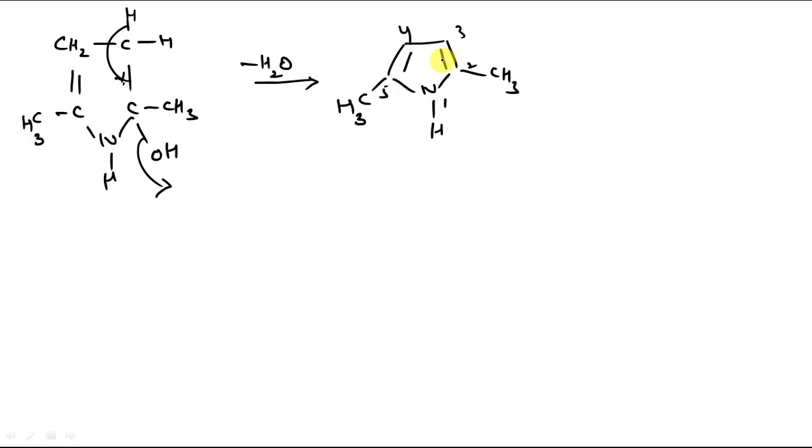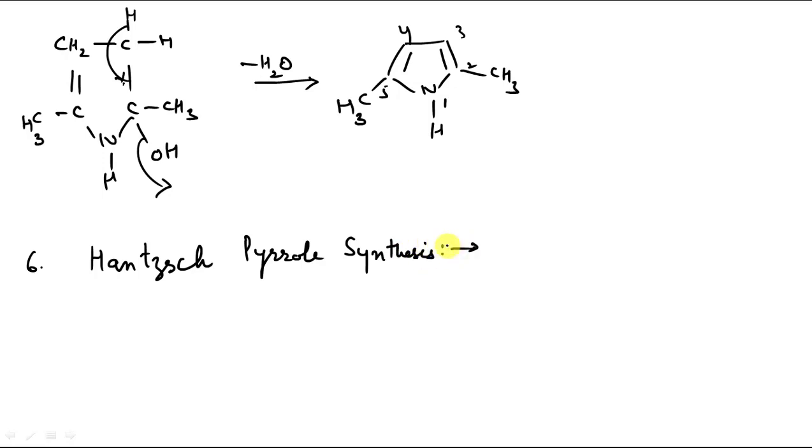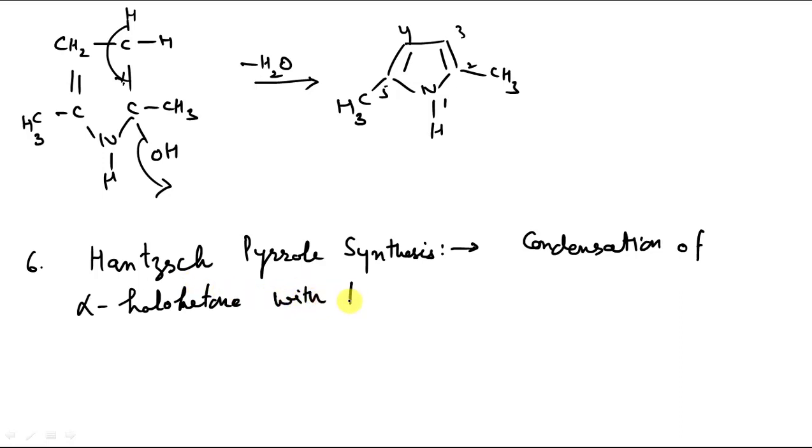Now coming to the next, again a very important method by which we can prepare these Pyrrole derivatives is Hantzsch, HANTZSCH. So Hantzsch Pyrrole synthesis. In this reaction, it is basically a condensation reaction of alpha haloketone. So you can remember this tagline, in this name reaction one reactant is alpha haloketone and the second reactant is a beta keto ester.